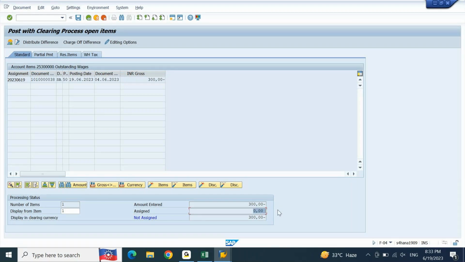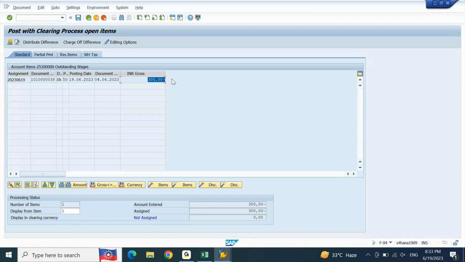I have given 300 for clearing. Now I need to select open items for 300. This is my open item. I have entered 300 credit, so I need to select 300 credit from here. Select 300 credit. Now if this is 300 credit, the system will take this 300 credit as 300 debit. Clear?